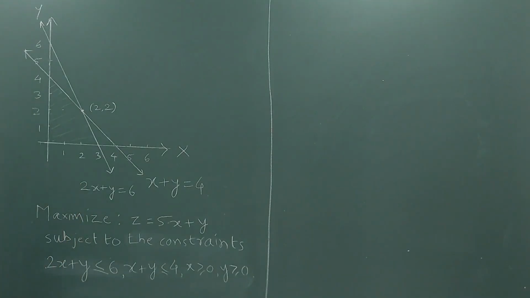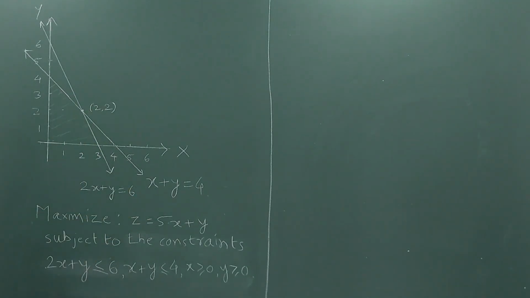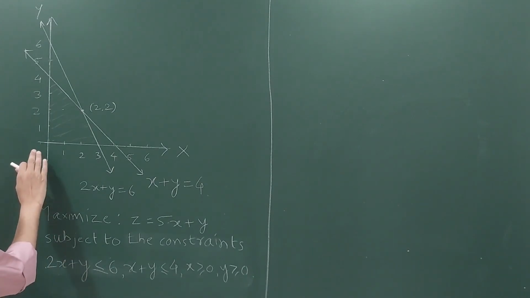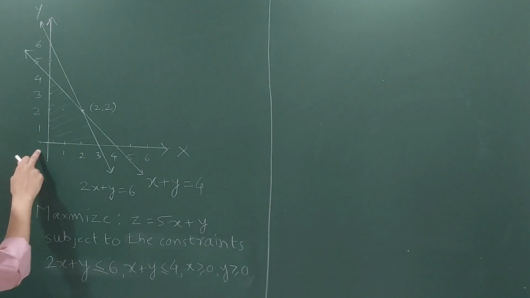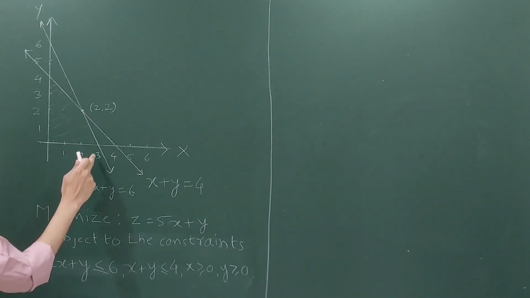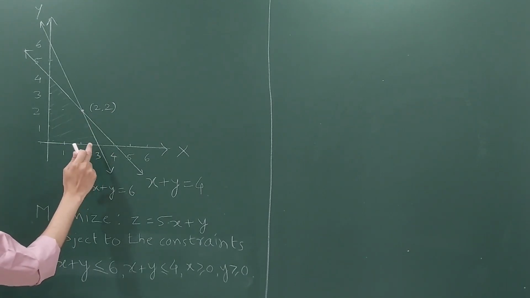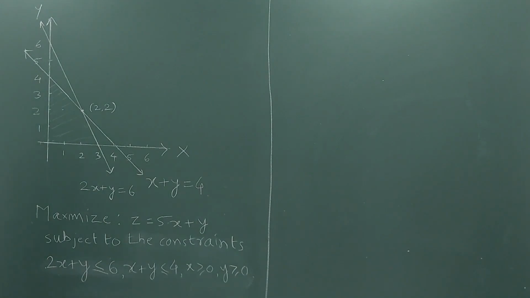Okay, fine. And the point of intersection of these two lines is 2, 2. You can verify that here. So we have 4 vertices over here for this feasible region. One is 0, 0, the second is 0, 4, third is 2, 0, and then 2, 2, and the last one is 3, 0. Okay, so the solution will occur at one of these vertices. That is what we know.